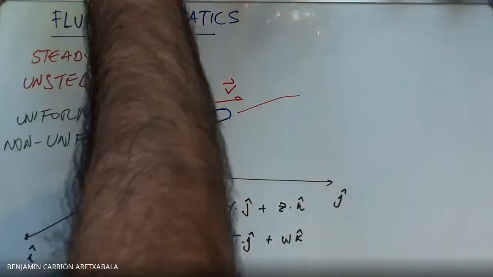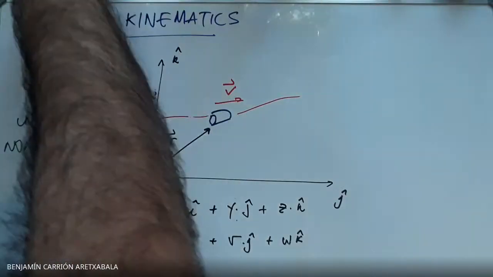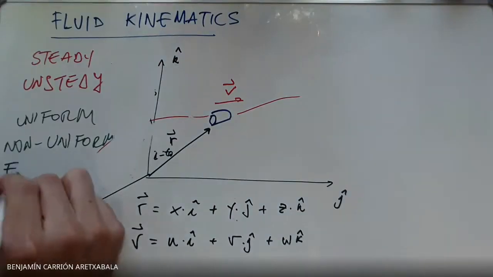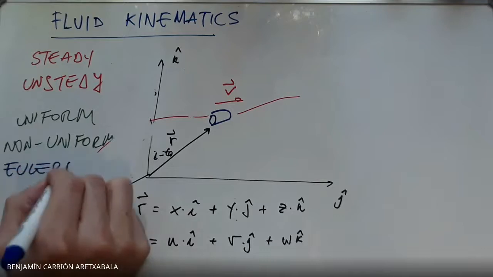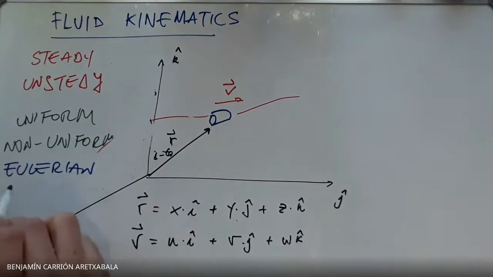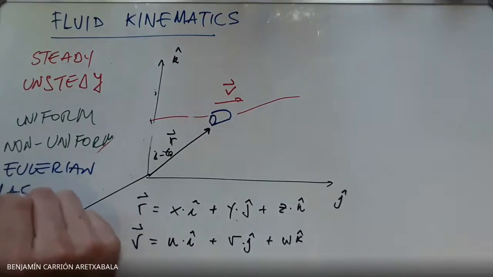I'm gonna write it down here. This guy is called Euler, so this is the Eulerian approach, and this guy is called Lagrange.